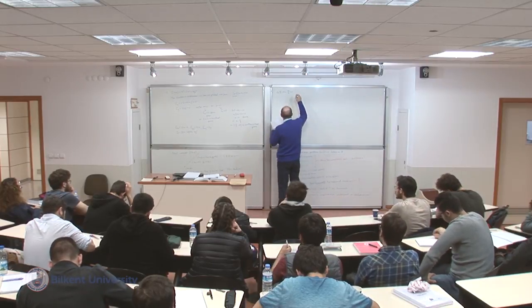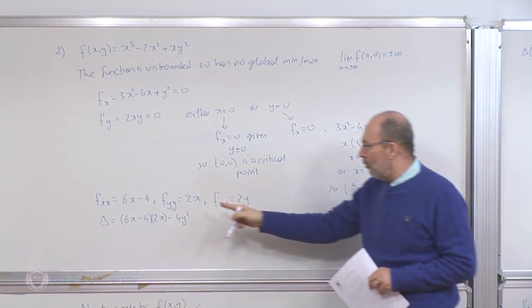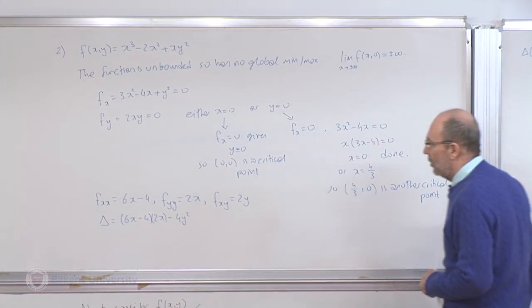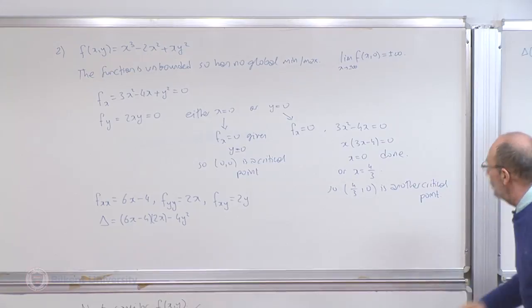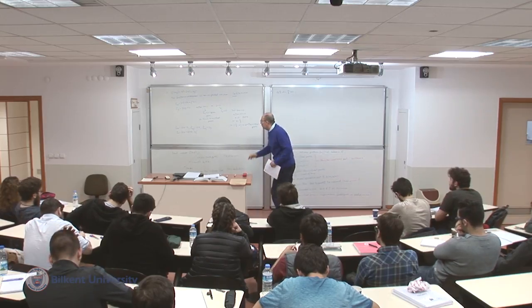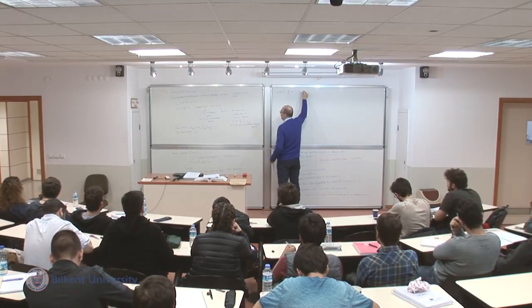Okay. Then I look at the sign of one of these things. Both of them should have the same sign, since the discriminant is positive. So you check one of them. The other one is easier, so let's check the other one. f_y at 4 over 3.